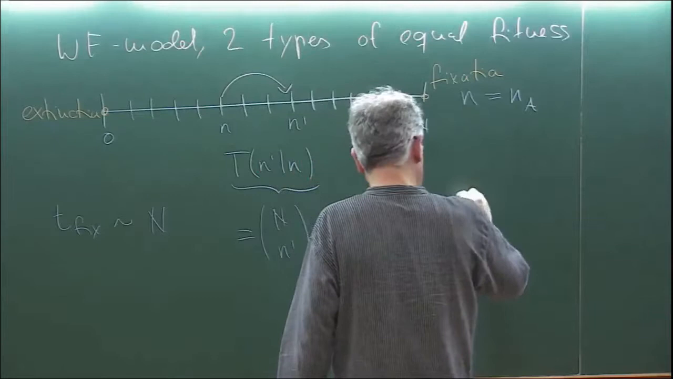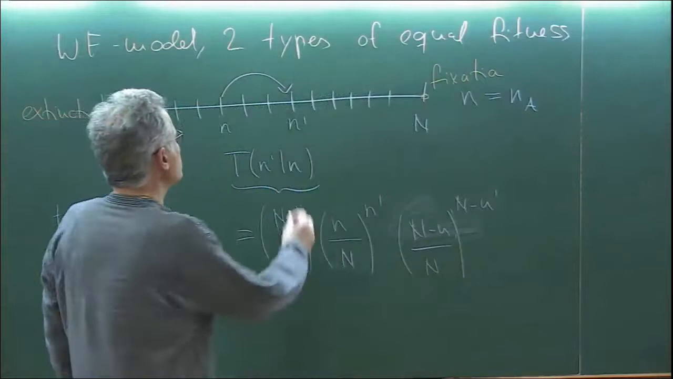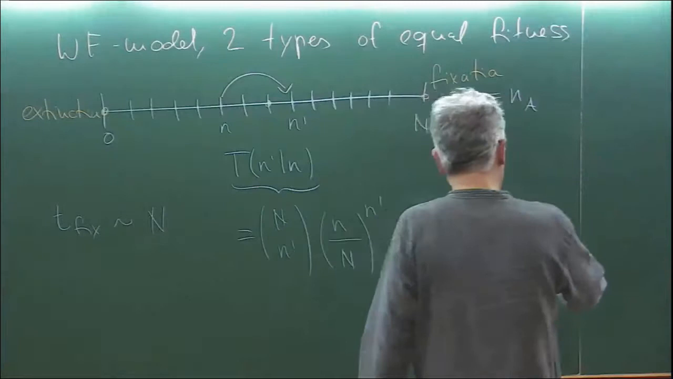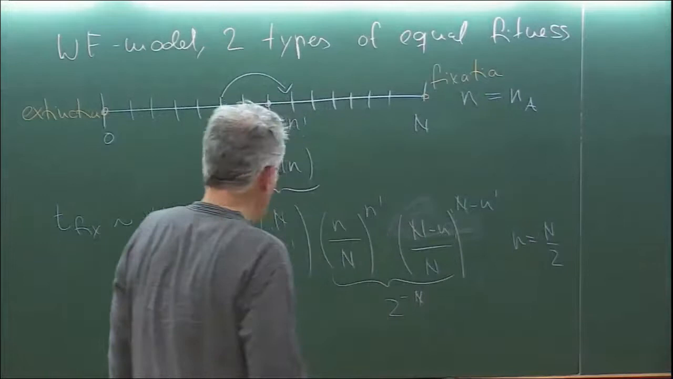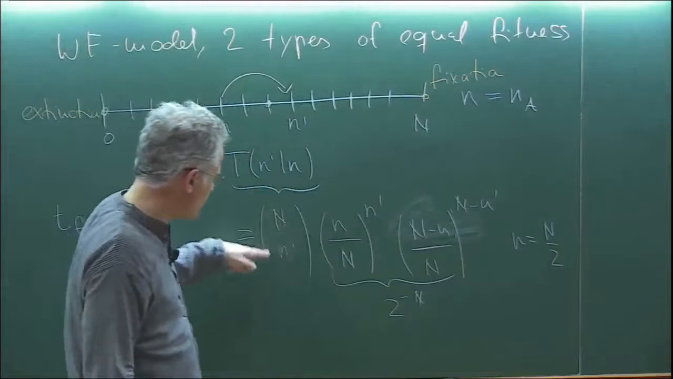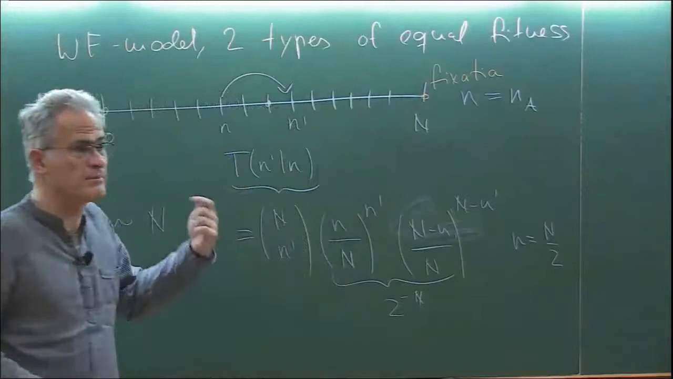Let's consider, for example, the case that we start exactly in the middle of the interval, so let's start at n equal to N over 2. We start with exactly equal numbers of A and B individuals. Then this thing here will simply be 2 to the minus N. And you see this is simply the binomial distribution, a binomial coefficient. So this is the distribution of n' given n, the distribution of where you will jump if you start at N over 2.